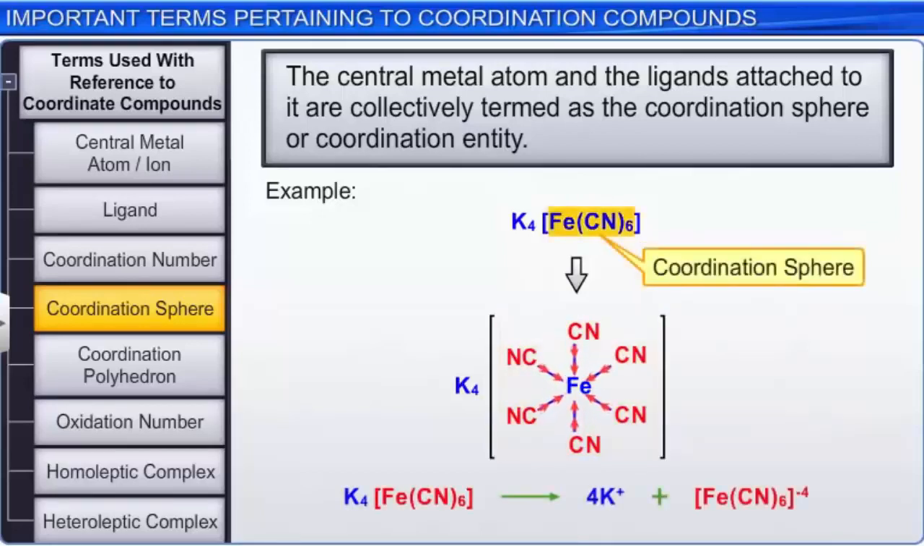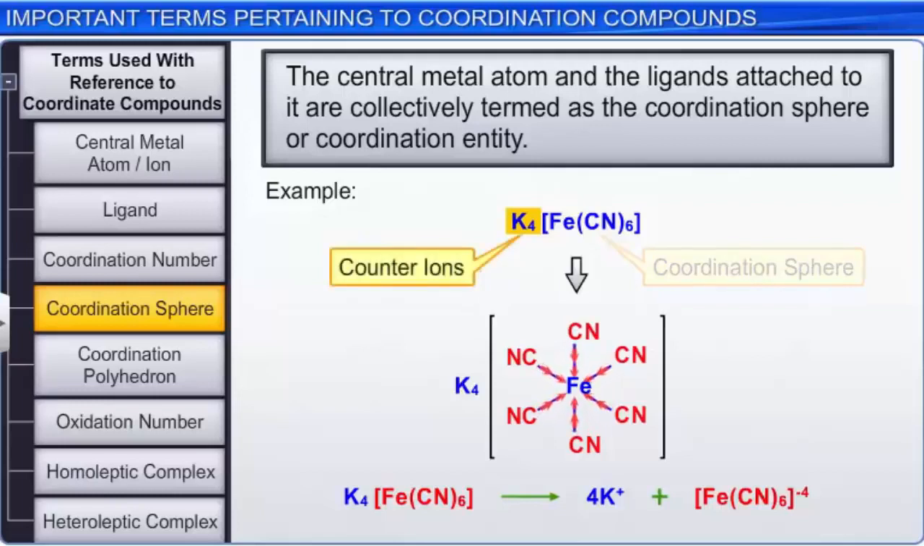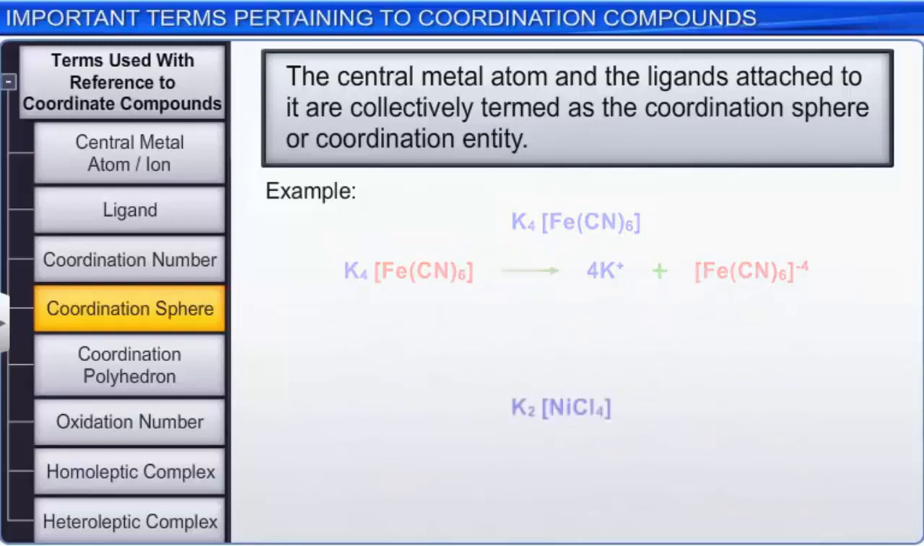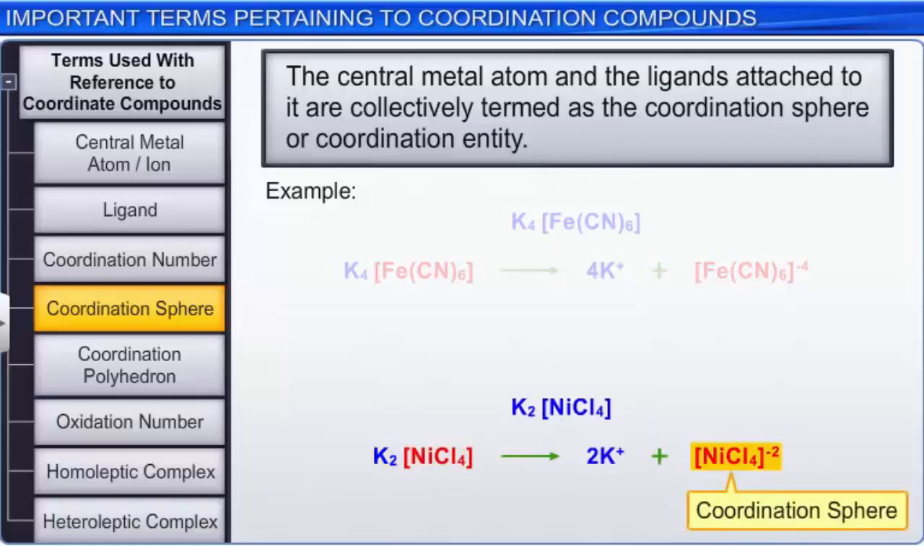The coordination sphere is written inside square brackets, while the ionizable groups are written outside the bracket and are called counterions. For example, in the complex K2[NiCl4], the coordination sphere is [NiCl4]2-, and the counterion is potassium.